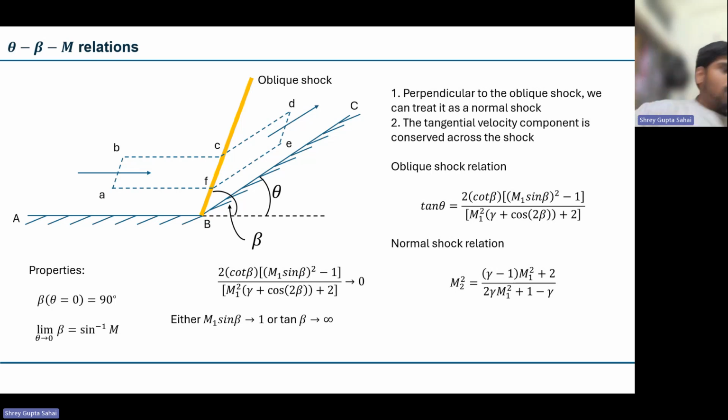Now, why am I calling this the strong and weak solution? First of all, note that when theta is 0, which means that the flow is not getting deflected, but the oblique shock is perpendicular to the initial flow, what exactly is that? That is the normal shock solution. So theta equals 0, beta equals 90 is directly giving you the normal shock relation, first of all.